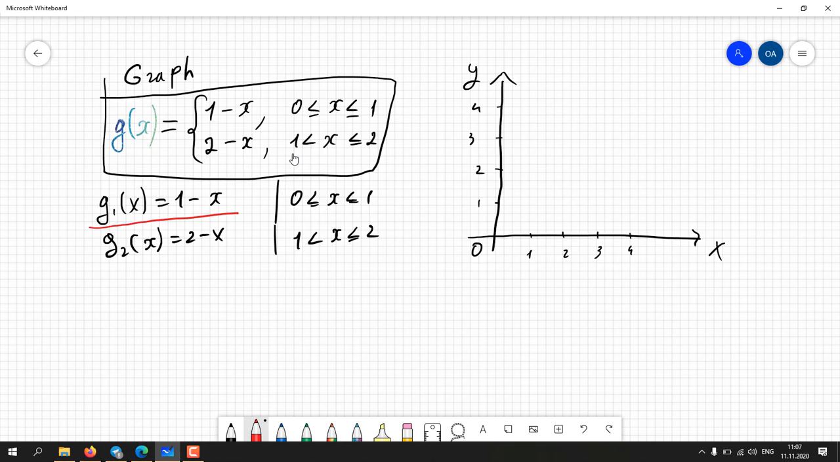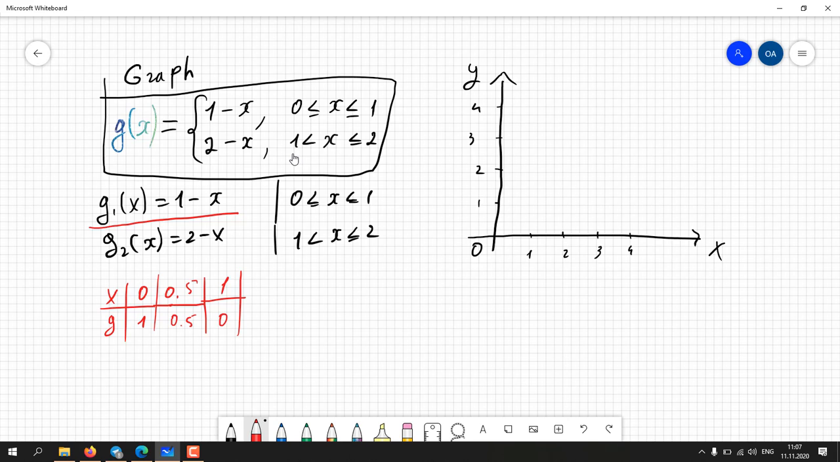So x varies from 0 to 1. If I plug in 0 here, 1 minus 0 becomes 1. Okay. If x is 0.5, g is 0.5. If x is 1, g becomes 0. So I have 3 points. It's more than enough to draw a graph here.